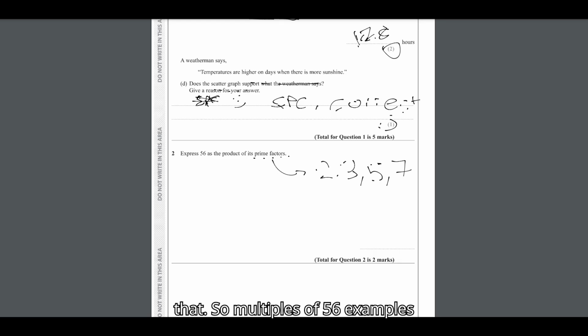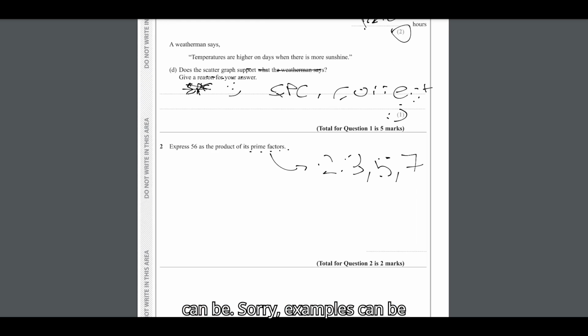So multiples of 56. Examples can be 2 and 28, 4 and 14, and 8 and 7. So essentially, all of these are factors of 56. When you multiply them, you get 56 itself. However, it's asking for prime factors. None of these are prime factors except for 2. No, 28 is not a prime factor, however 2 is.